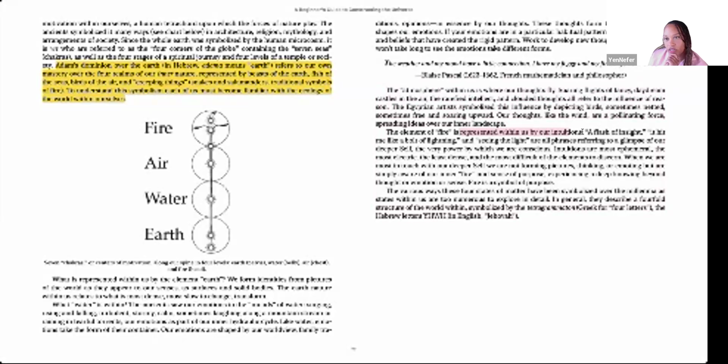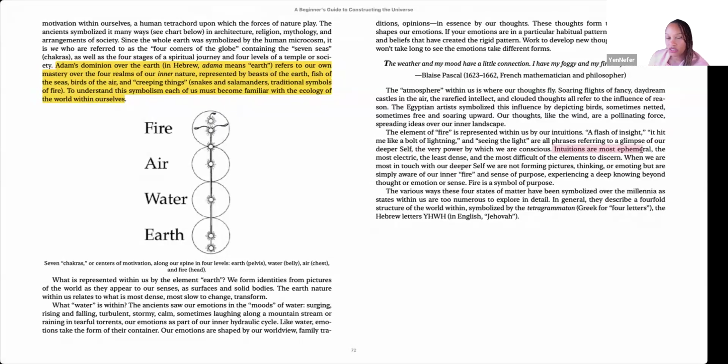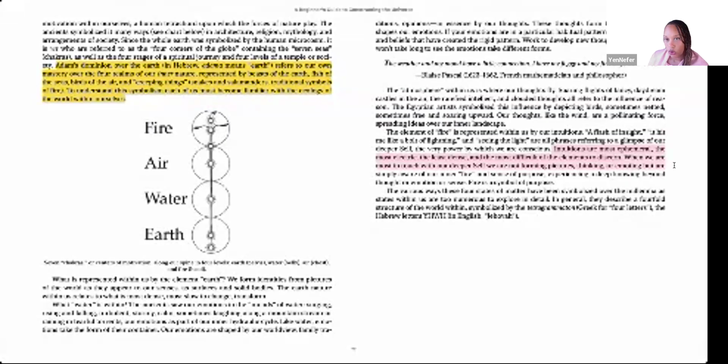The element of fire is represented within us by our intuitions, a flash of insight. "It hit me like a bolt of lightning" and "seeing the light" are all phrases referring to a glimpse of our deeper self, the very power by which we are conscious. Intuitions are the most ephemeral, the most electric, the least dense, and the most difficult of the elements to discern. When we are most in touch with our deeper self, we are not forming pictures, thinking, or emoting, but are simply aware of our inner fire and sense of purpose. Experiencing a deep knowing beyond thought or emotion or sense, fire is a symbol of purpose.